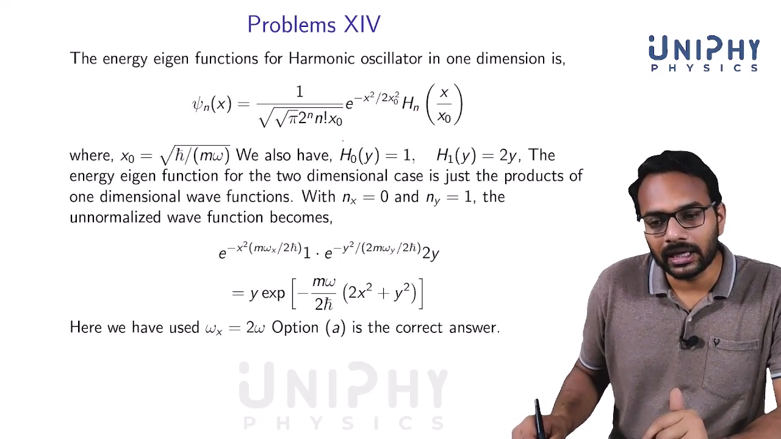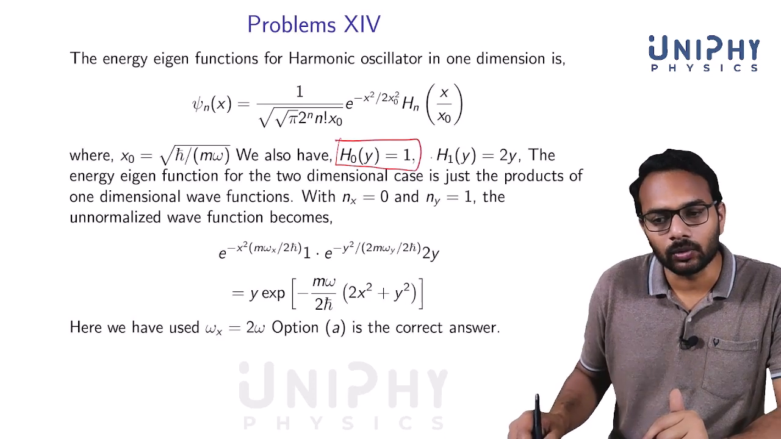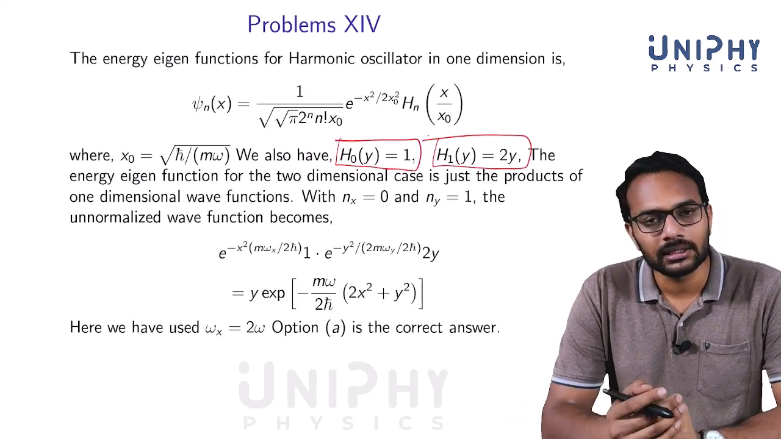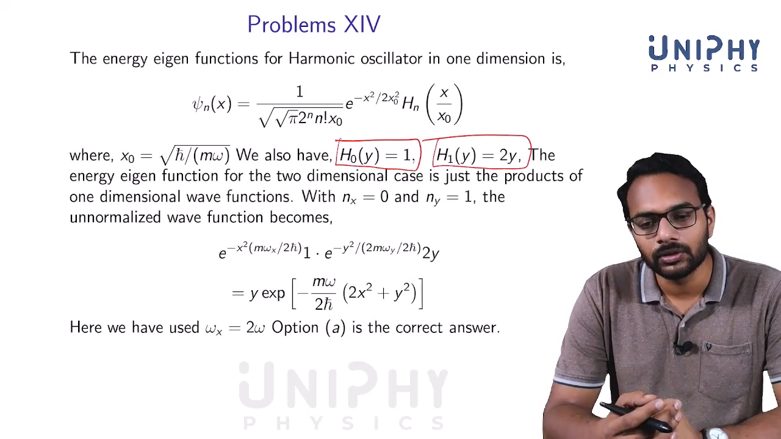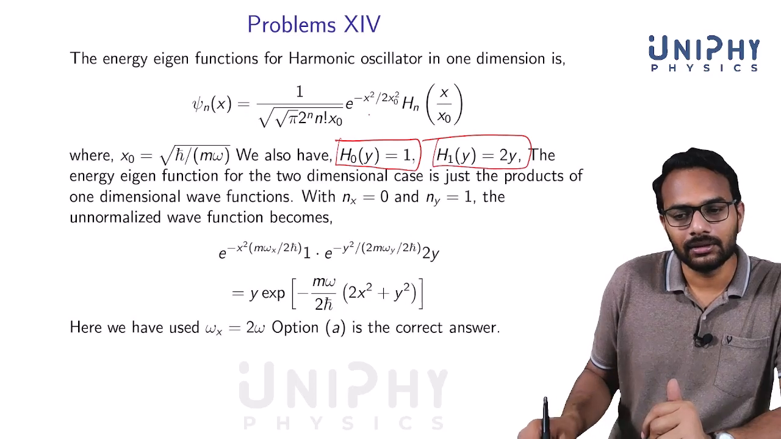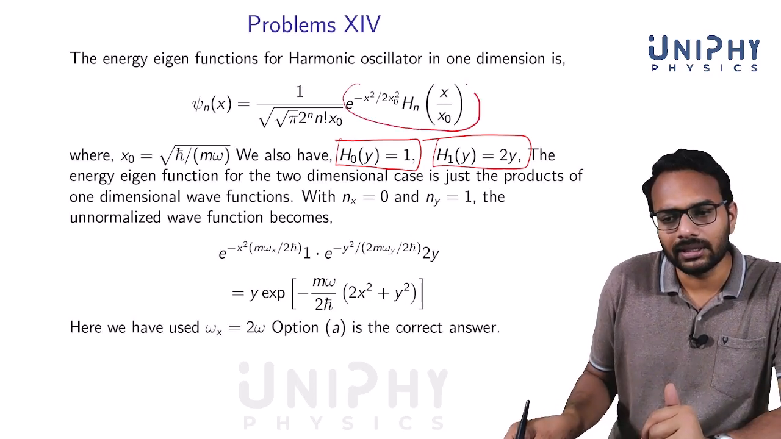Right, so we also have these results. H0 of y is equal to 1 and H1 of y is equal to 2y. All right. So now you construct this wave function. You will take only this part.